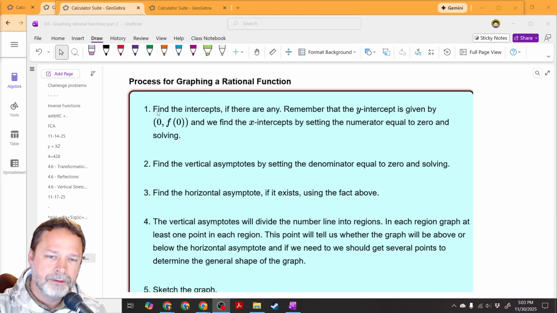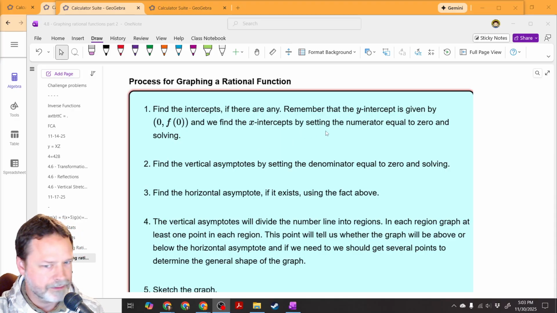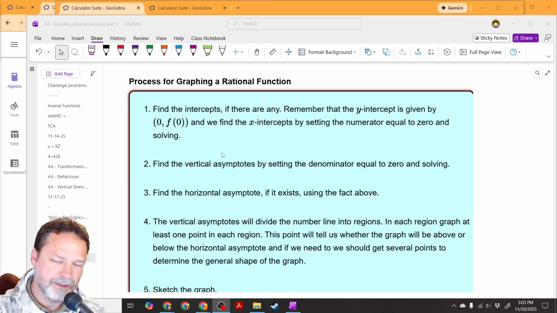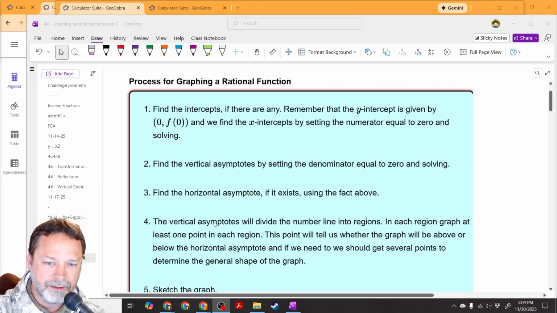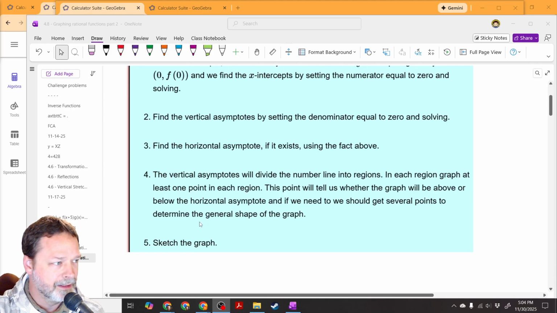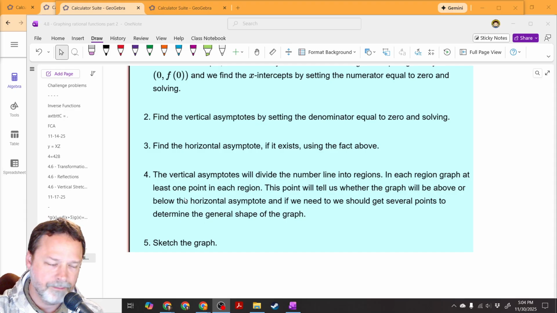Okay? So, find intercepts. It's always a good thing to do. Find your x-intercepts, find your y-intercepts. Piece of cake. You might even find intersections with the asymptotes, the horizontal ones. You don't have to. Find your vertical asymptotes. Find your horizontal asymptotes. Plot your vertical and horizontal asymptotes, and then find a few values in between our vertical asymptotes.